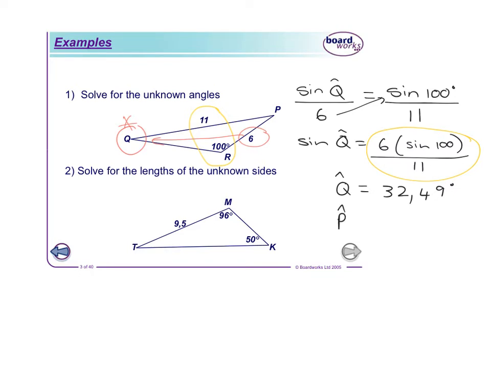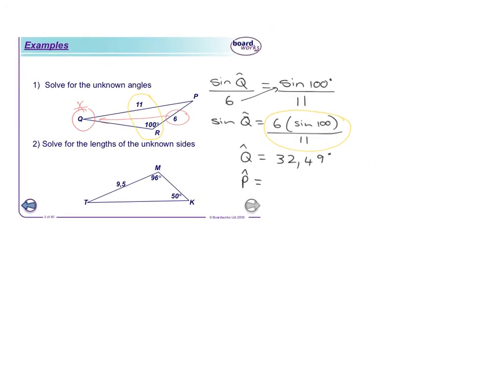So angle P must be equal to 180 minus 100 minus 32,49. Give your reason here: angles of a triangle. And so 180 minus 100 minus 32.49 gives us 47,51 degrees. So there you've got your angle Q and you've got your angle P. Easy enough. So let's try another one.